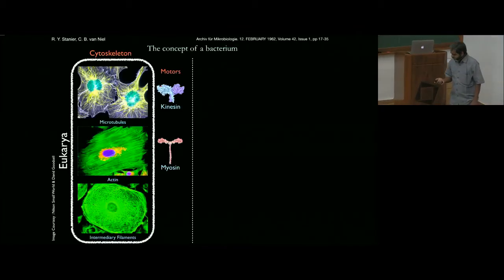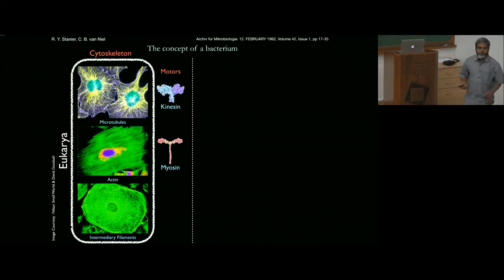And in fact, when the entire concept of a bacterium was being defined, Roger Stanier and van Niel at that time, in 1962, went on to state that there are only two kinds of organization that you can see in life forms. One is these beautiful pictures that you see here for the eukaryotic family, where you have microtubules, actin, and intermediate filaments doing lots of work, and motors running on them, which will carry a lot of things and do a lot of functions in them.